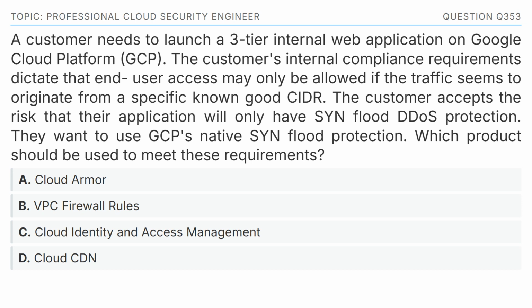The options are Option A, Cloud Armor. Option B, VPC Firewall Rules. Option C, Cloud Identity and Access Management. Option D, Cloud CDN.